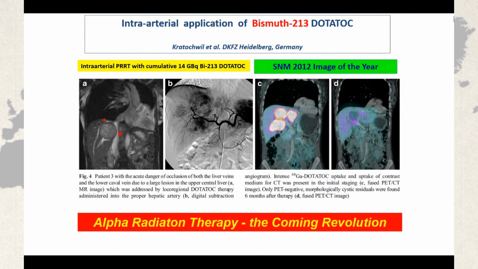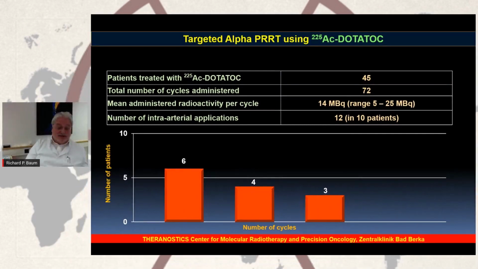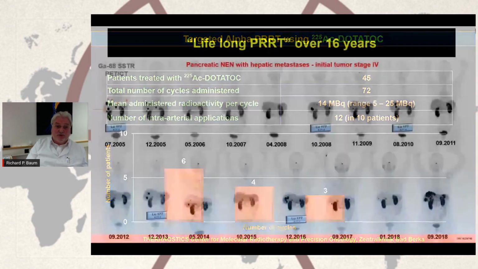The next topic is alpha PRRT, and again by the group from Heidelberg, it was shown that, for example, high doses of bismuth-213 DOTA-TOC can overcome the resistance of yttrium-90 DOTA-TOC, as shown in this image of the year already in 2012. And again, we have treated quite a large number of patients with intraarterial actinium DOTA-TOC.